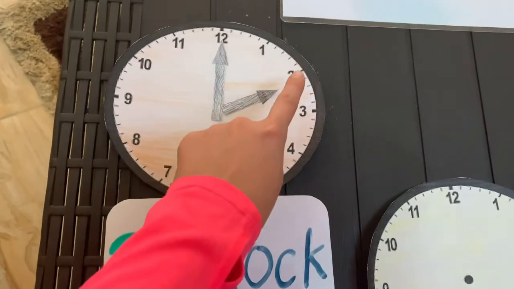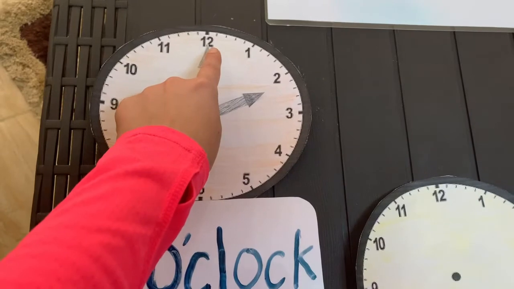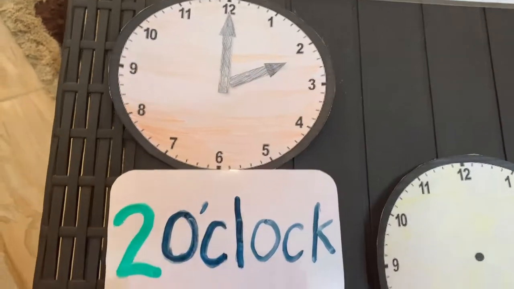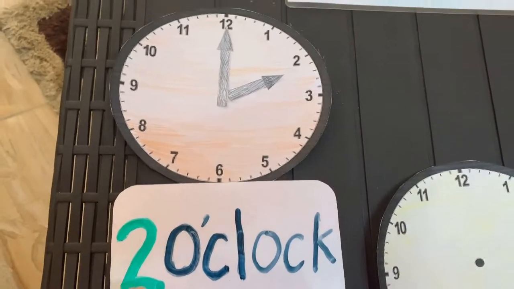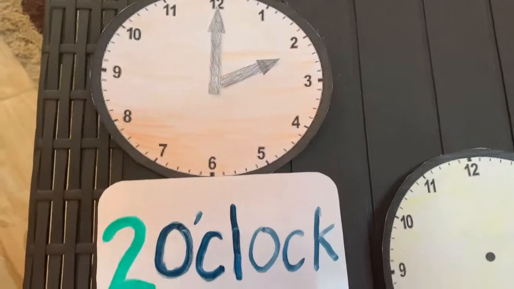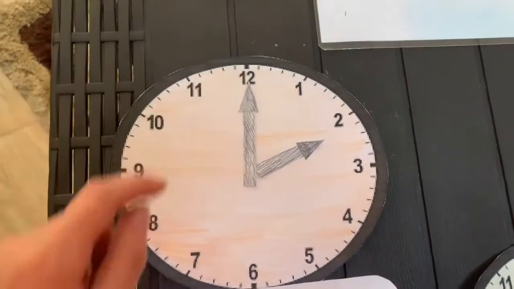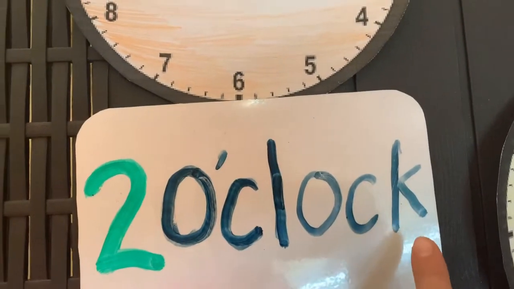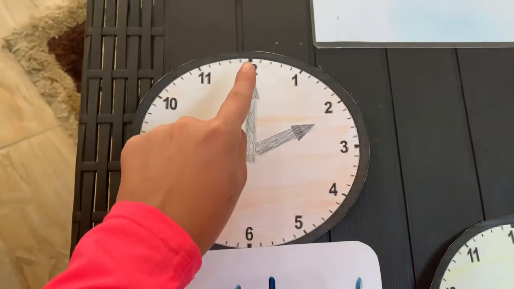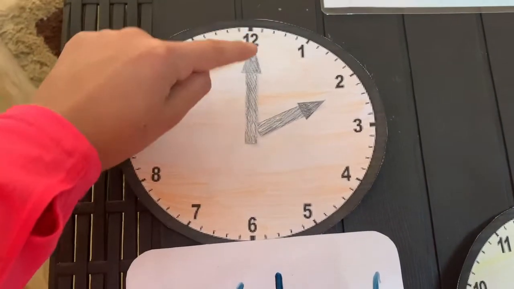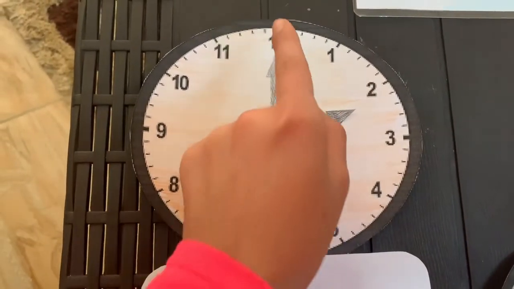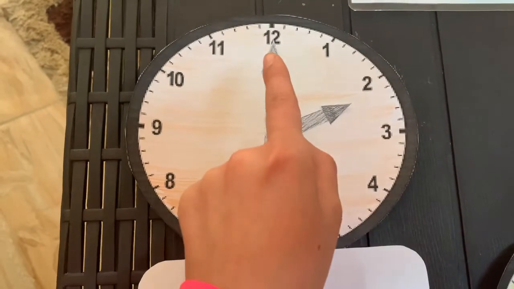2 o'clock. We put the small hand on the number we have, which is number 2, and the bigger hand on 12. KG2, when I say o'clock, I mean number 12. I put the big hand on number 12. So it is 2 o'clock. Let's see the second one.